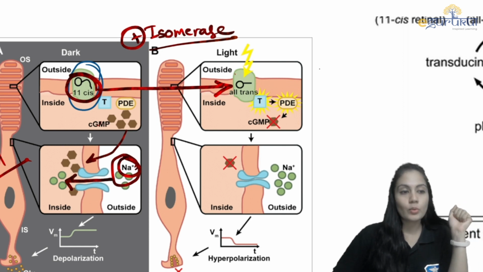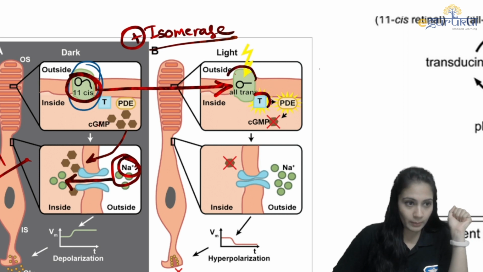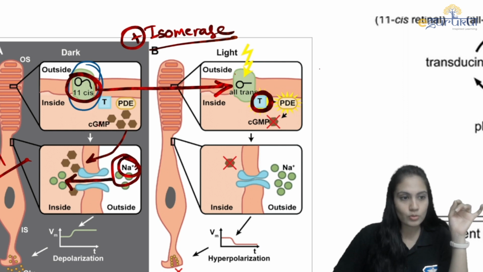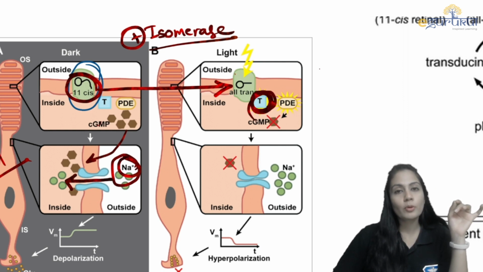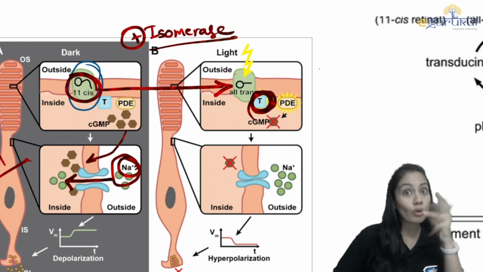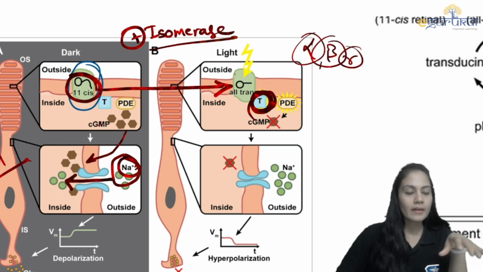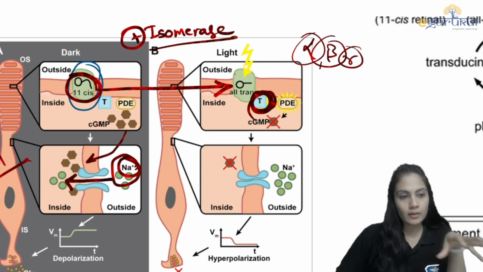And once it is converted, what is going to happen? There will be activation of this G protein that is known as transducin. This is the transducin, this all trans retinol. This G protein is a heterotrimeric protein which has alpha, beta and gamma subunits, right? The alpha will get separated, and this is going to be active.